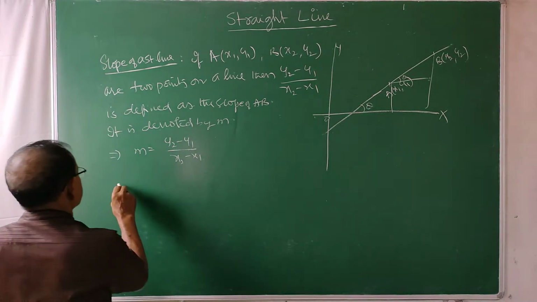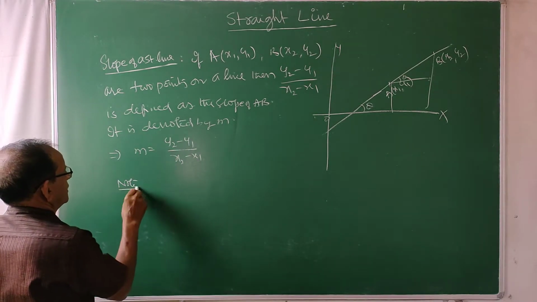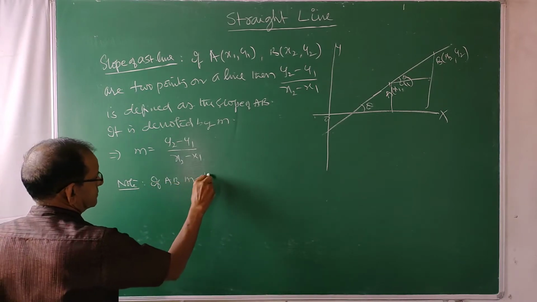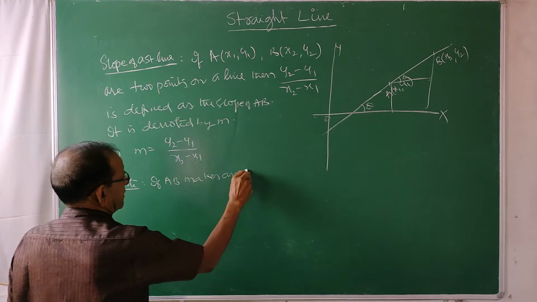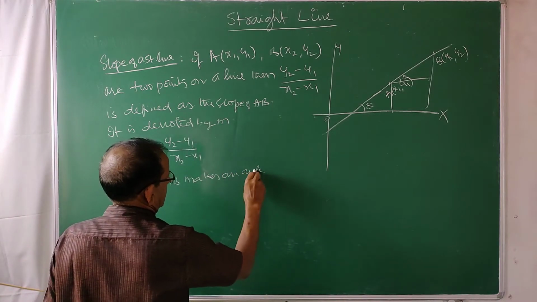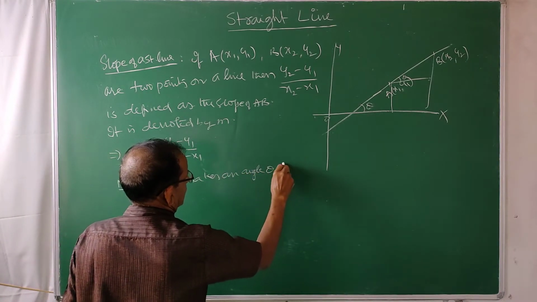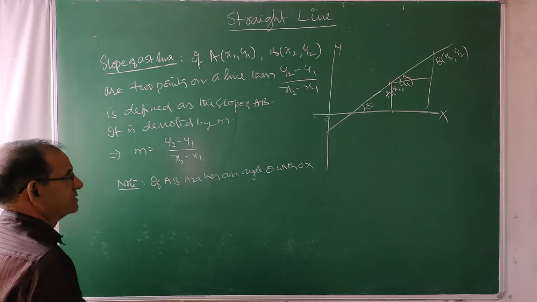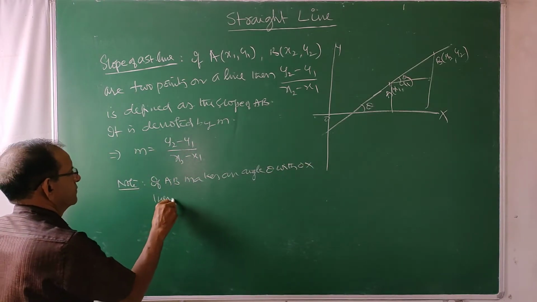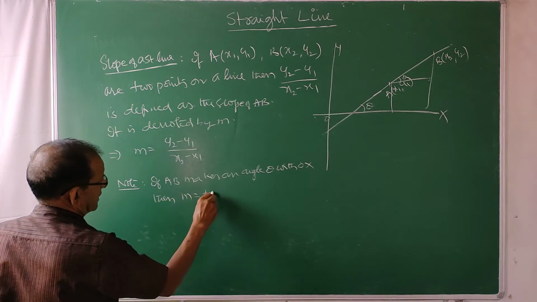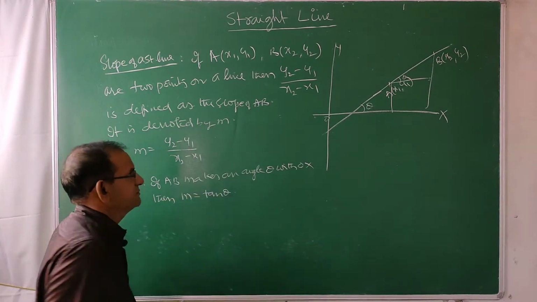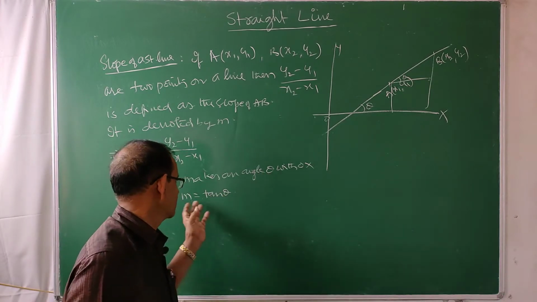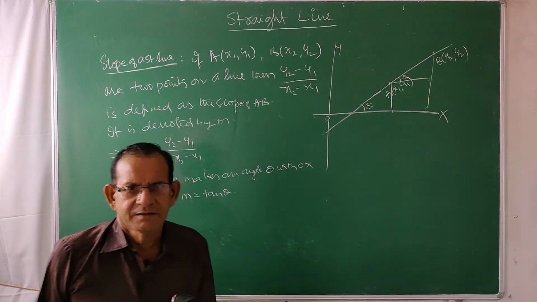Then again tan theta is (y2 minus y1) by (x2 minus x1). So note, if AB makes an angle theta with OX, the positive direction of the x-axis, then m is equal to tan theta. That means if the angle is 45 degrees, slope is tan 45. If the angle is 60 degrees, slope is tan 60.